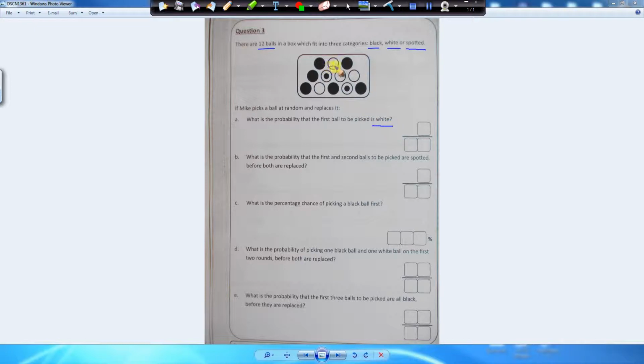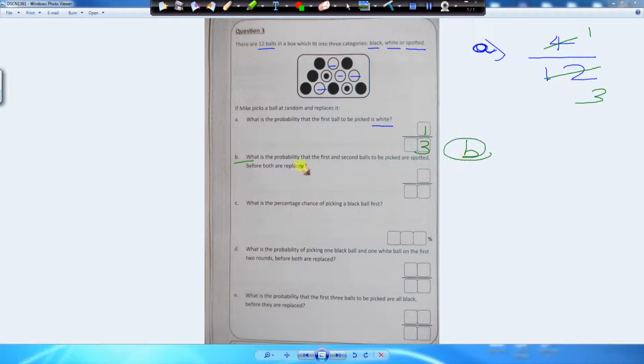So first of all, we have 1, 2, 3, 4. We have 4 white balls for A. That's 4 white balls out of a total of how many? 12. So question 3A is 4 out of 12. So Iman, what can I do with the 4 out of 12? I can simplify it by dividing by 4. 4 is the highest common factor. That gives us an answer of 1/3. Lovely. Beautiful.